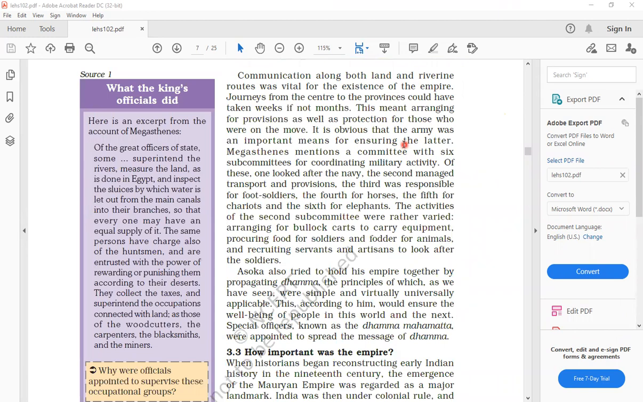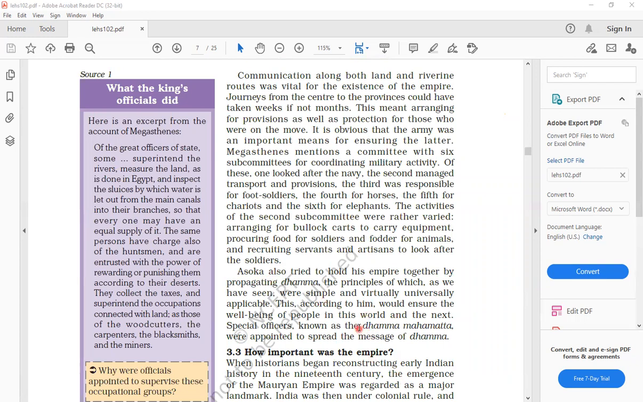Now we have that who were Dhamma Mahamatta in this. Who were Dhamma Mahamatta and how many committees? This is also an important question, how many committees were mentioned by Megasthenes. So there were 6 committees. Now where you can find this answer is here. Megasthenes mentions a committee with 6 subcommittees for coordinating military activity.